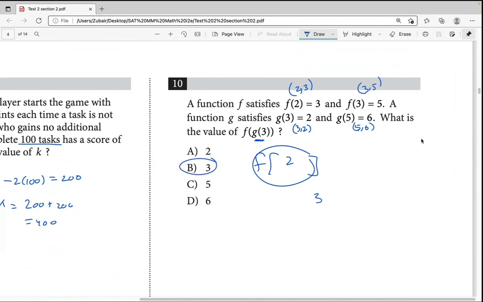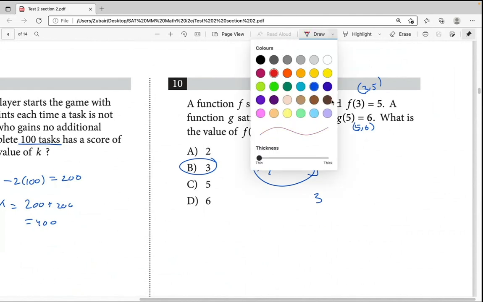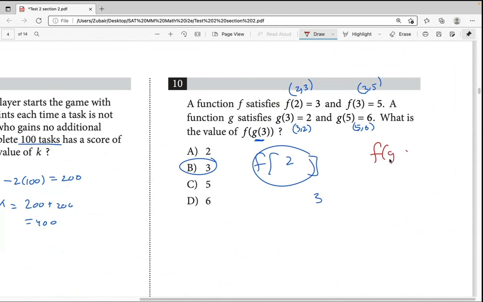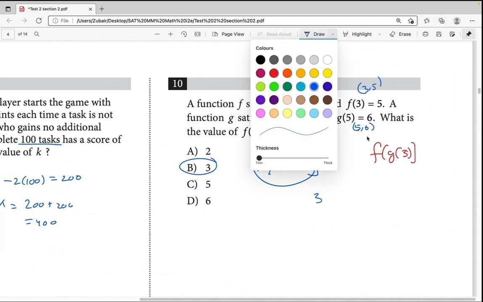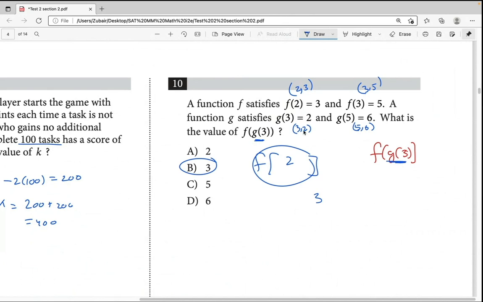Yes, Mohammed. Could you explain this, sir? He says f of g of 3. So I'm starting off with g of 3 only. I can see that g of 3 is 2, so I can replace g of 3 with 2. Now I can exactly see f of 2 at the very beginning. So f of 2 is 3. Okay, I understand.